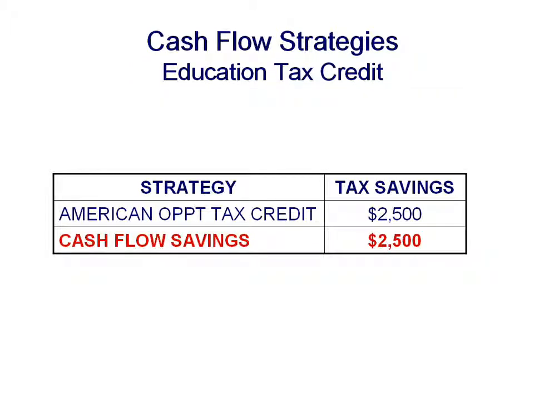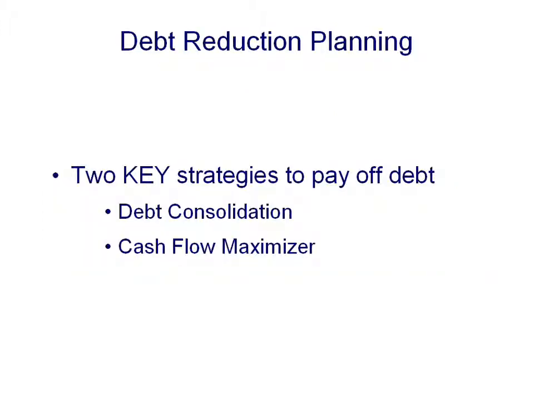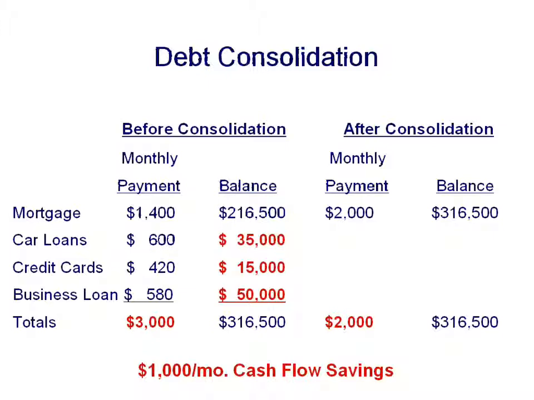And also because Joe's sending his child to college, while in college he's going to be able to take advantage of the American Opportunity Tax Credit, which will further lower his tax bill an additional $2,500 a year, which represents $2,500 in cash flow. Since Joe has considerable debt, there are a couple of debt planning strategies we're going to use to pay off that debt. First, we're going to use debt consolidation, and we're going to use the cash flow maximizer to play catch up, and let me explain that a little bit further.